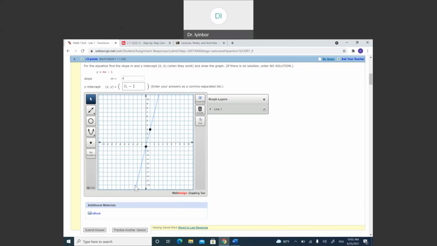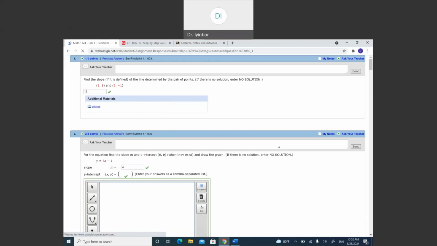Also on the right side, you see line 1. When you click on that, you're going to see the points (0, -1) and (1, 3). If one of those points you click in the wrong place, you can come here and fix it. So the points have to be (0, -1) and (1, 3). Okay? That's how you do the graphs, and I'm going to submit my answer so you can see it's correct.